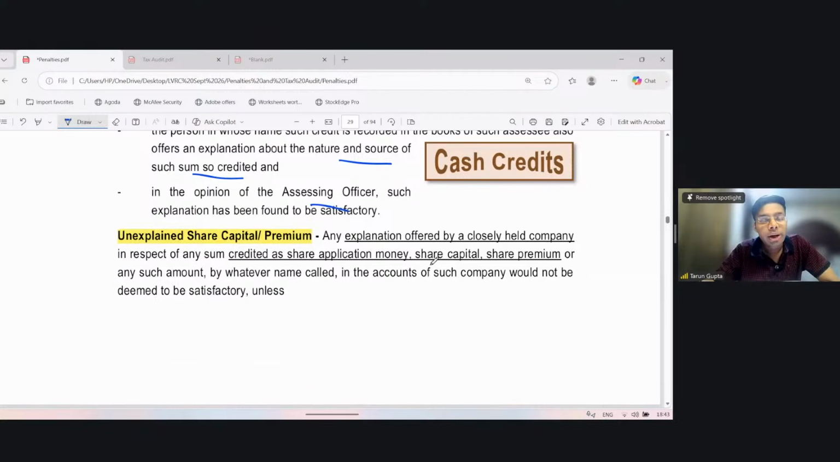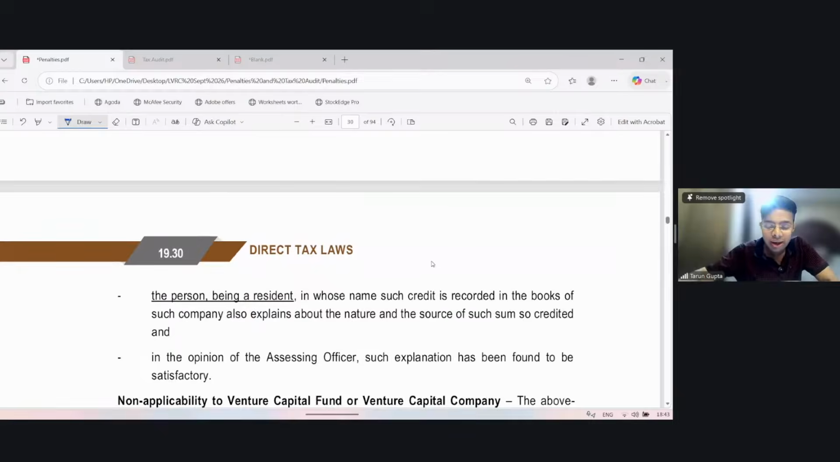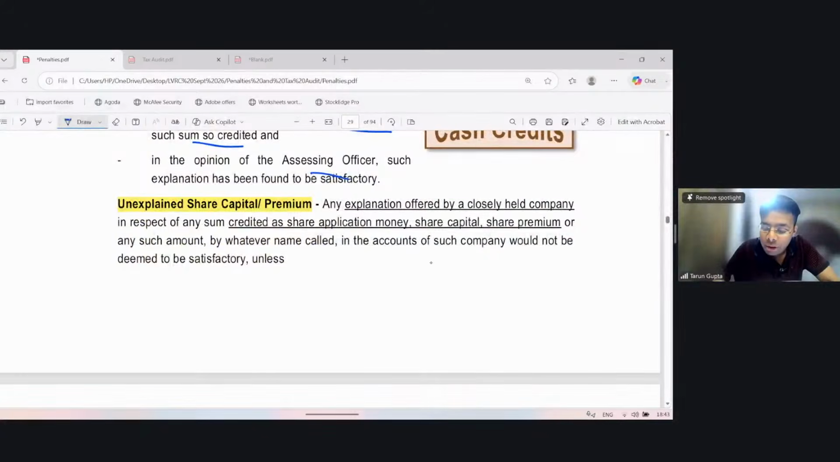Now, share capital or premium. Similar to loan and borrowing, here also the source of source provision is applicable, but it applies only in case of a closely held company. It doesn't apply in case of a company in which the public is substantially interested.